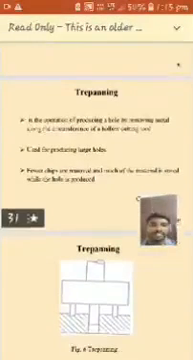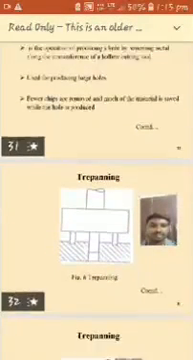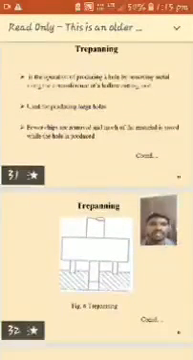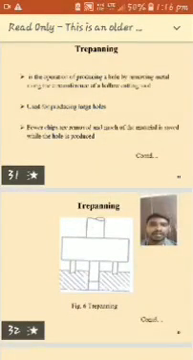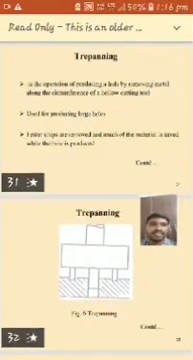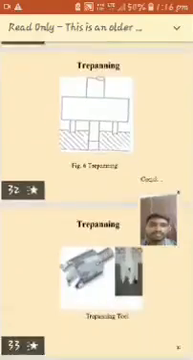Then the next one is the trepanning operation. It is the last operation. It is the operation of producing a hole by removing metal along the circumference of a hollow cutting tool. It is used for producing large holes. Few chips are removed and much of the material is saved while the hole is produced. That is the trepanning operation.